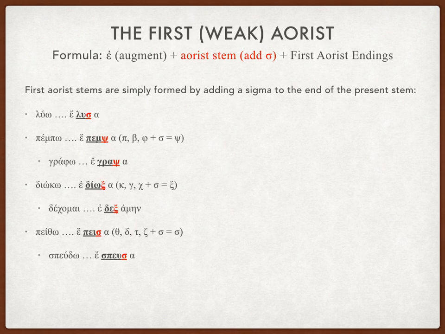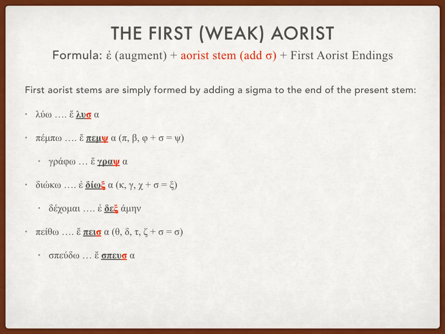Dioko will do a very similar thing when it adds a sigma to the end of its stem. Edioxa is just kappa and sigma making xi. You can see it in red. You've already seen this combination happen before in future tense verbs. So edioxa is I pursued in the first aorist, following the same formula. And this will also happen in the middle voice. So a verb like dechomai, for example, will become edexamen. Notice that's a different ending than a in the middle voice. There are separate endings for that. Edexamen is I received in the past.